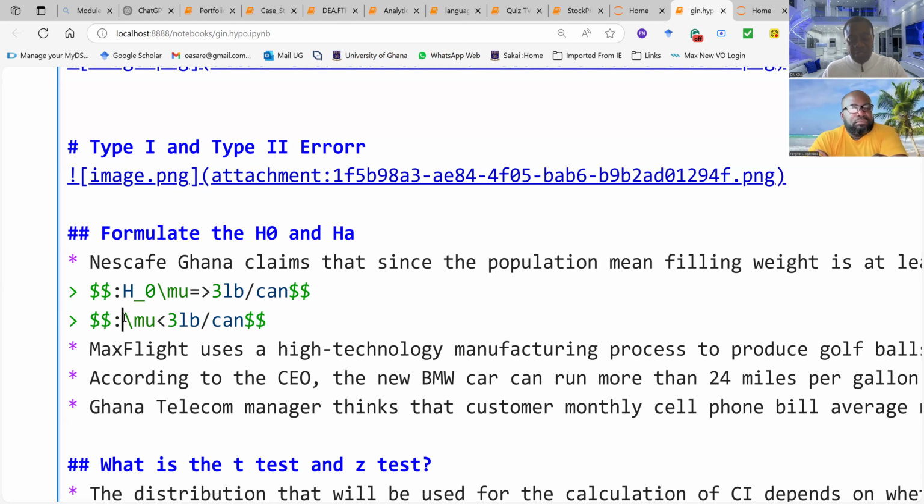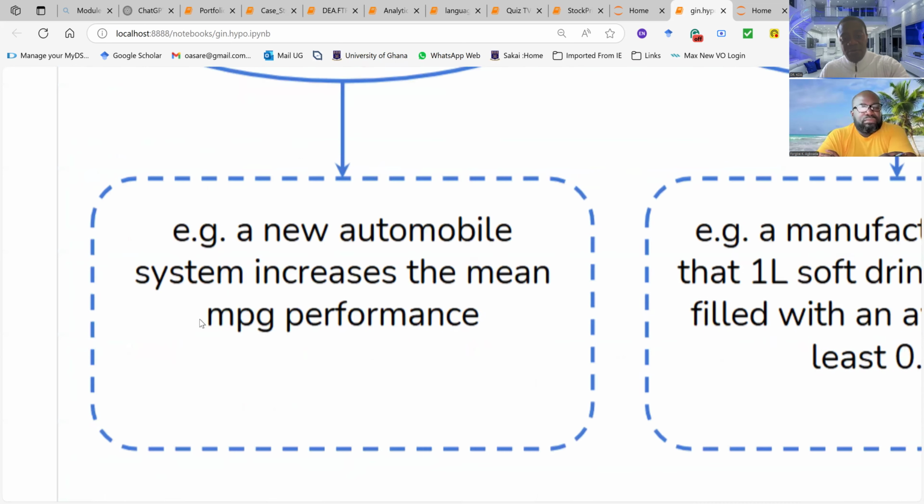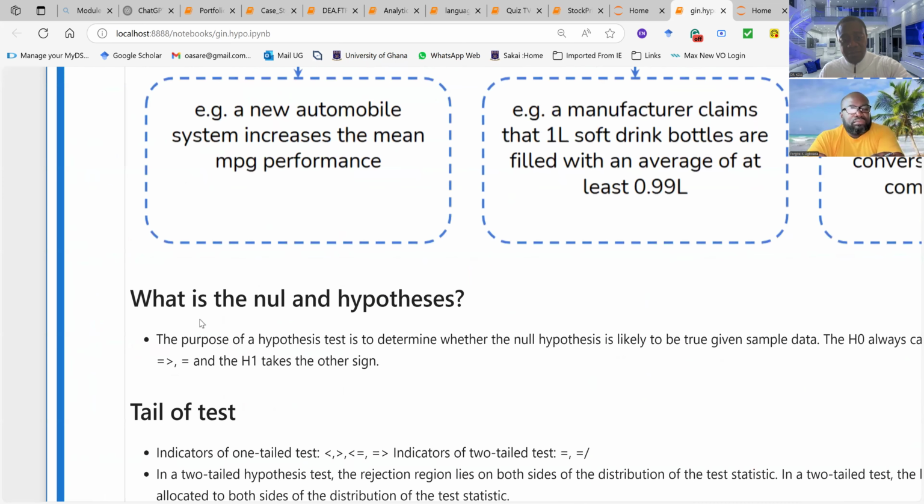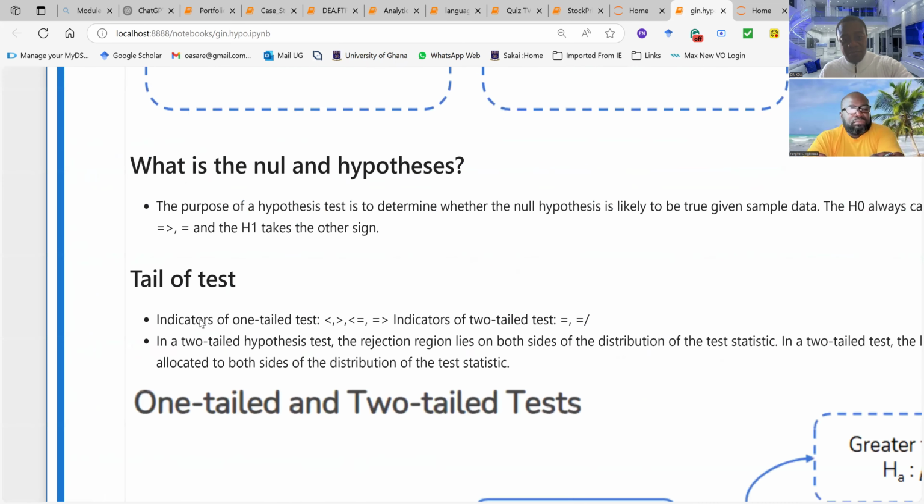And I'll do the same thing for the alternative. The alternative is normally written as HA. So I write H underscore A, just to make it a subscript. Now I'm going to run this. There you go. Let's see how it is now written. Now you can see that it has come down here.